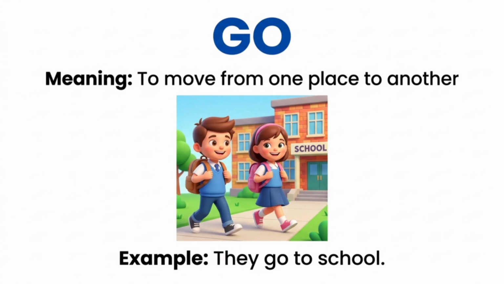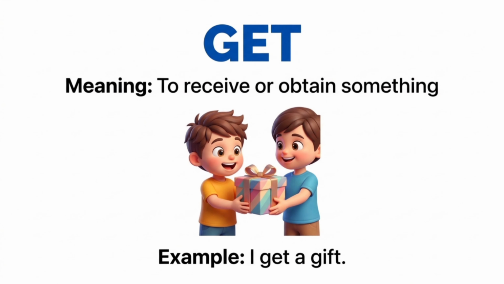Word 5. Go. Go means to move from one place to another. Example, they go to school. Repeat after me. They go to school. Word 6. Get. Get means to receive or obtain something. Example, I get a gift. Repeat after me. I get a gift.